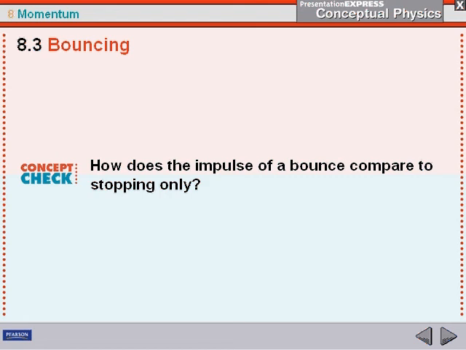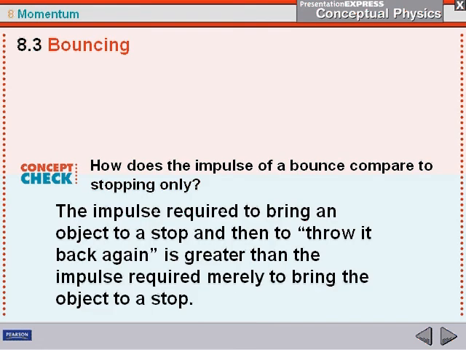So how does the impulse of a bounce compare to stopping only? Well, we know it's greater than, because the object has to stop and then go back again. So that must require a greater impulse than just merely having the object stop.